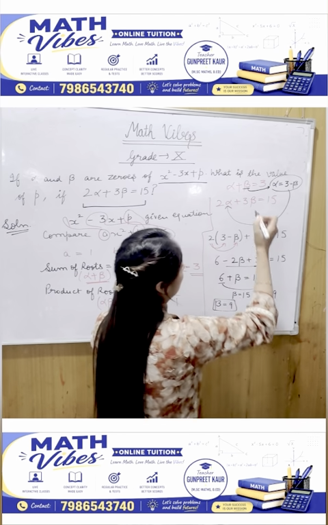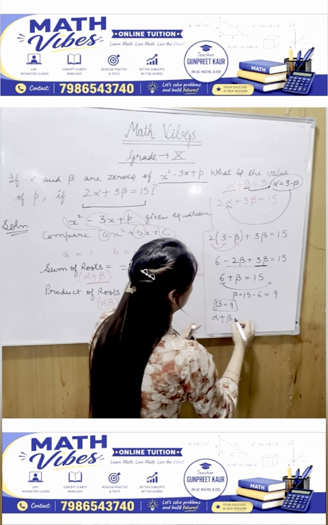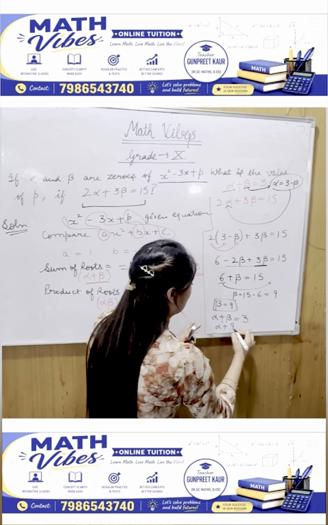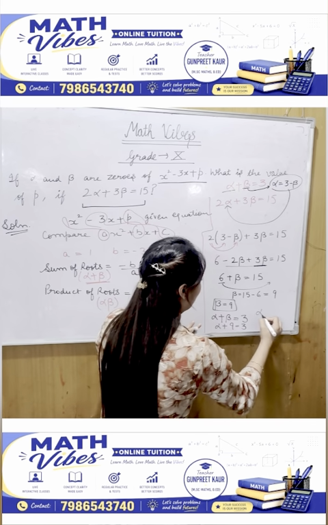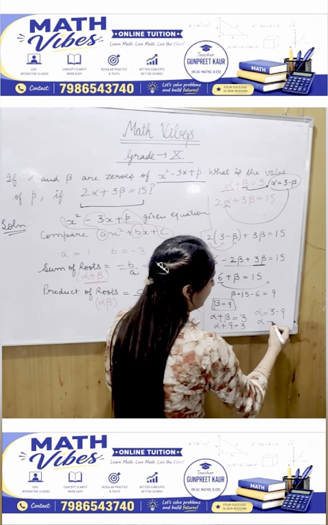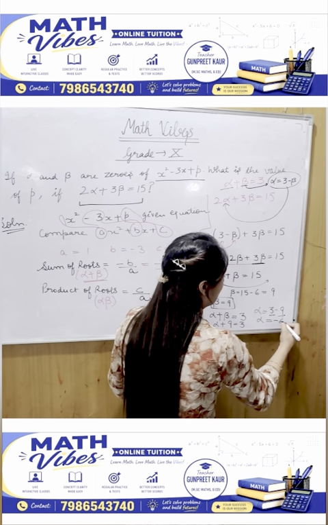Now we have to find the value of alpha. We will put the beta value in this equation again. So it will become alpha plus 9 is equal to 3. So alpha will be equal to 3 minus 9. So alpha comes out plus minus minus. Alpha comes out to be minus 6.